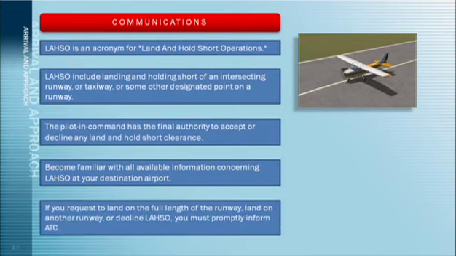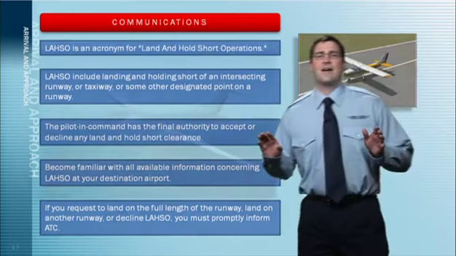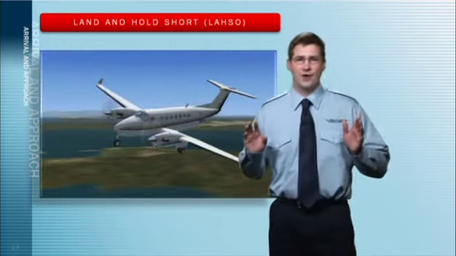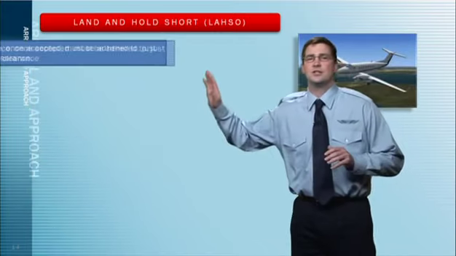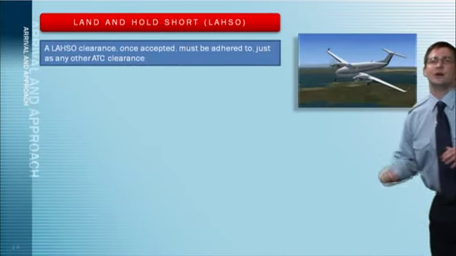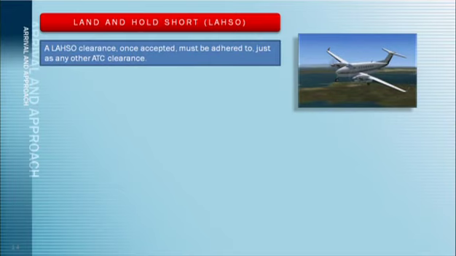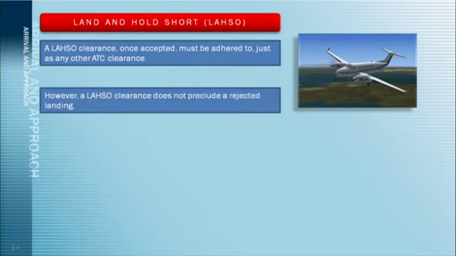Now, if you request to land on the full length of the runway, or to land on another runway, or to decline a LASSO clearance, you must promptly inform ATC. And we have 3 other points on LASSO. First of all, if you accept a LASSO clearance, you must adhere to it just as you would any other ATC clearance. There is one exception. A LASSO clearance does not preclude a rejected landing. If you need to go around, you go around.